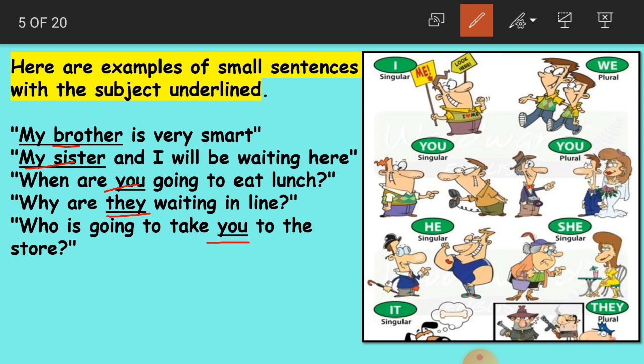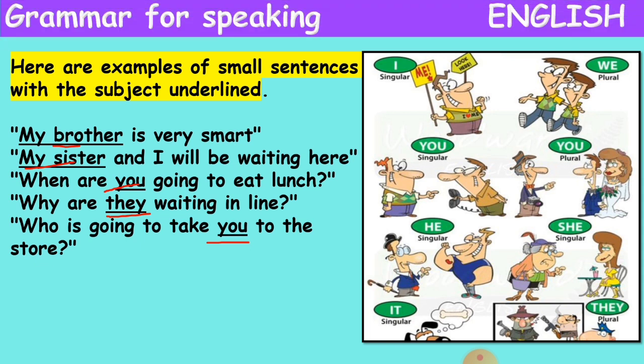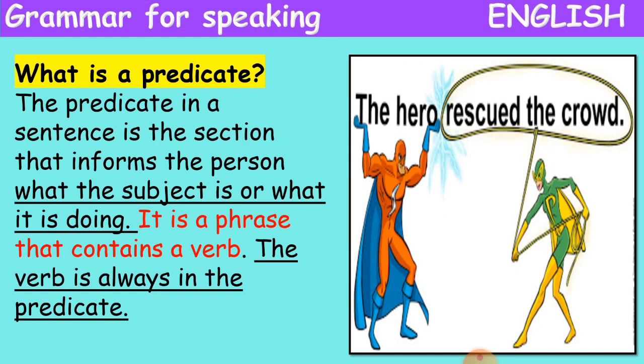And here, these are some subjects, children, like pronouns. So I, you, we, he, she, it, they, all these singular and plural pronouns, which we use as subjects in the sentences while we are going to talk. Okay, clear now? Now, let us see about the predicate.